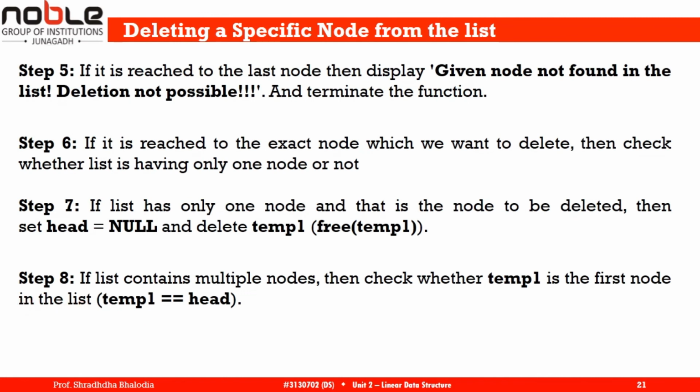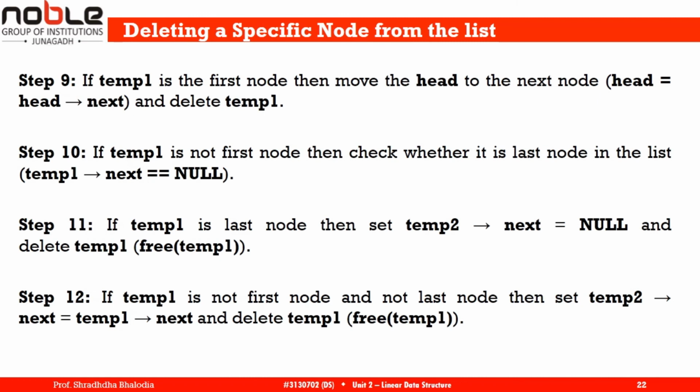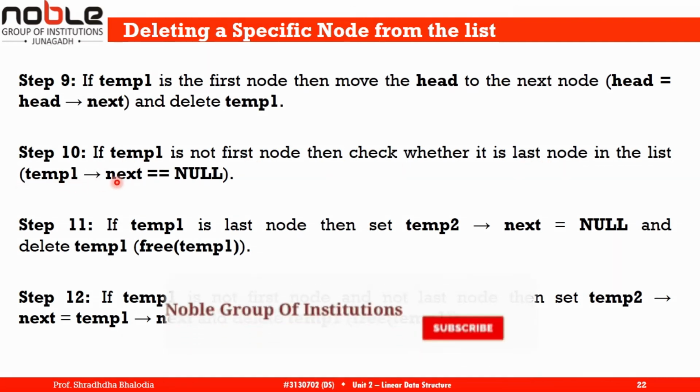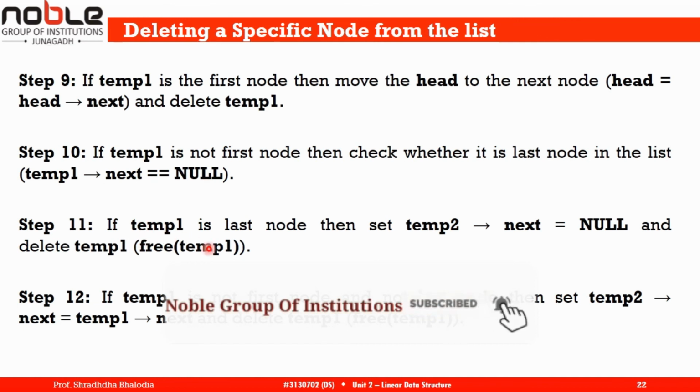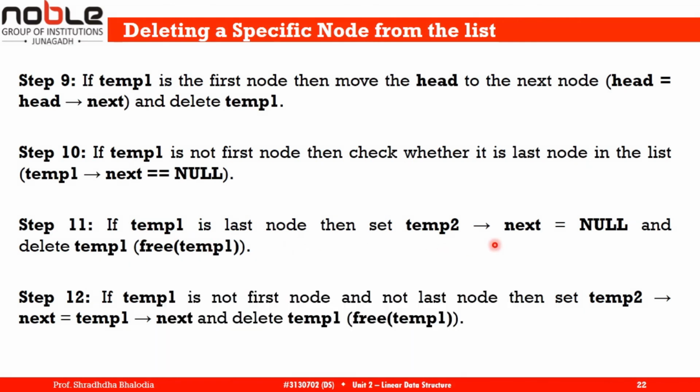So how can we check? Using temporary 1 equal to the first node of the list. If temporary 1 is the first node, then move the head to the next node and delete temporary 1. If the specific node is the first node in the list, then move the head to its next node and delete the first node. If temporary 1 is not the first node, then check whether it is the last node in the list. If it is not first, then we check whether it is last or not. How can we check? Using temporary 1 next equal to null. If temporary 1 is the last node, then set temporary 2 next equal to null and delete temporary 1.